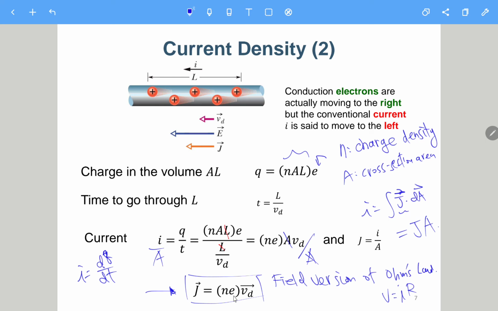And N E, E is a constant. E is 1.6 times 10 to the minus 19 coulomb. N is the charge density. It might not be a constant if the material changes, but for a specific material like copper, then it should be a constant. Which means that given a specific material, then this term N E is a constant. Then it says the current density is proportional to the velocity of the charge carrier.